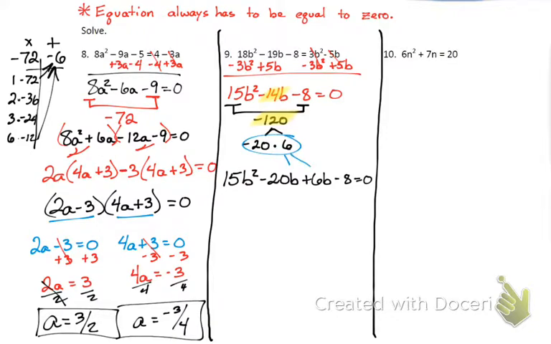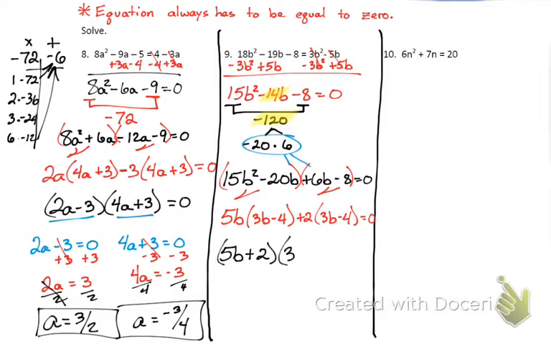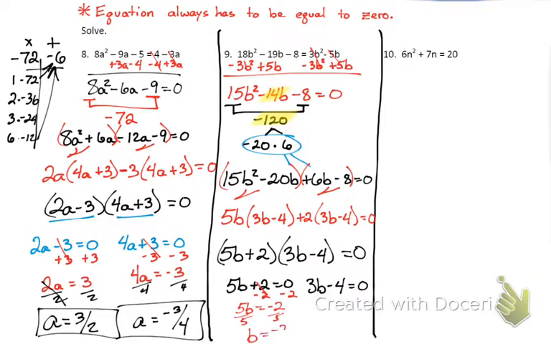Now we're going to group factor. First group pulled out a 5b. Second group we pulled out a 2, giving us 5b plus 2 and 3b minus 4 as our two binomials. At that point, you set both binomials equal to 0 and solve both. And at this point, it's a basic two-step solve problem. b equals negative 2/5 and b equals 4/3. So there was number 9.